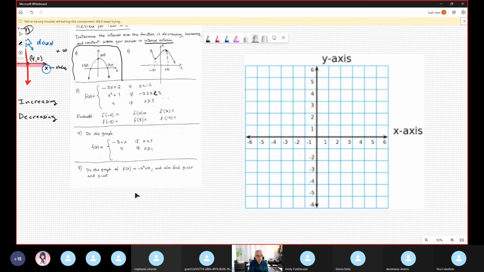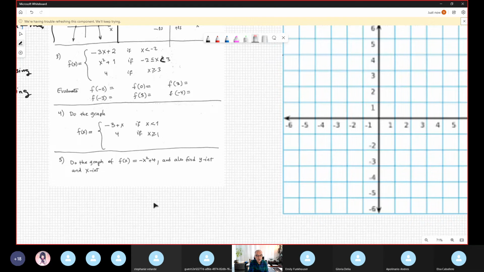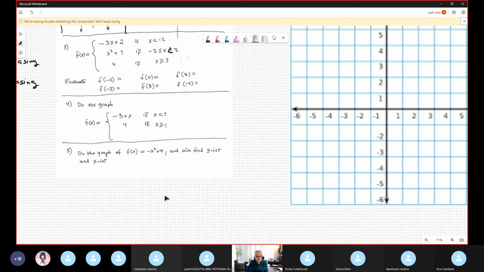Okay. So now number 5 is a little bit different. Do the graph of the function given, que is f of x is equal minus x squared plus 4. Do the graph of this. And complementary, find y in a set and x in a set.